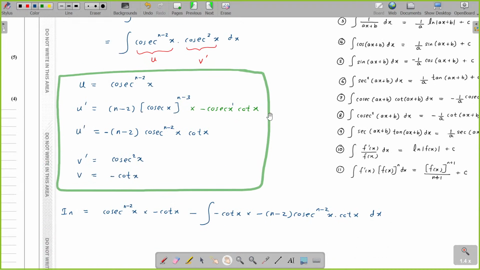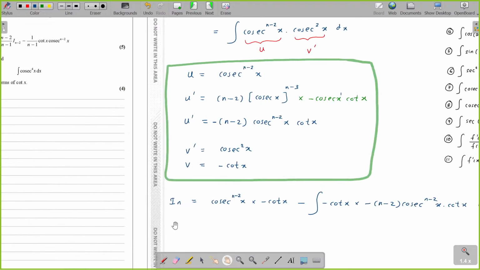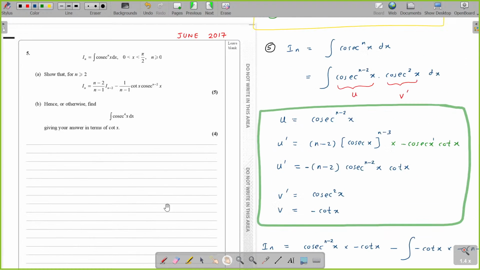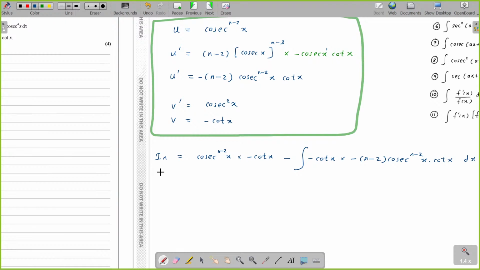Okay, and now we have to simplify and try to get the show that. So I n equals cosec to the power n minus 2x. There's a minus mark in front, right? So don't forget it. Minus cosec to the power n minus 2x cot x.